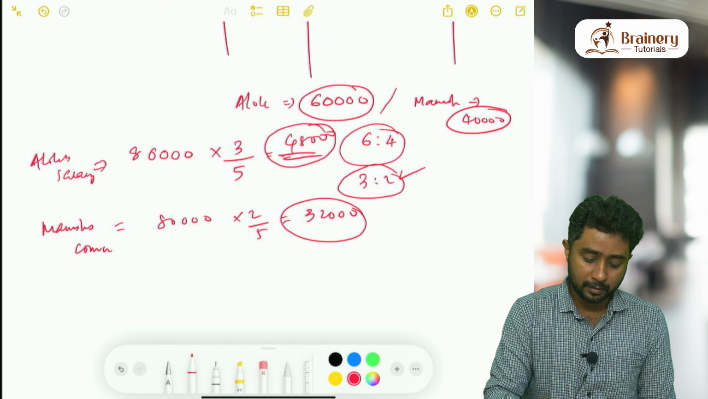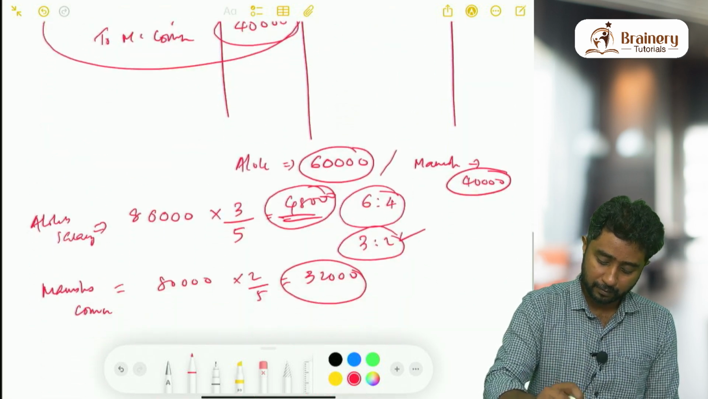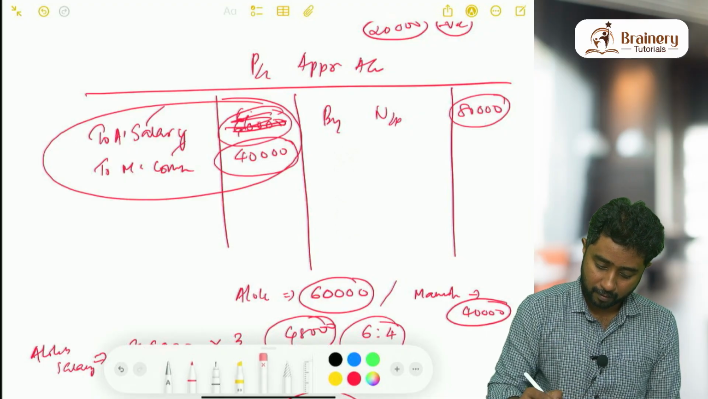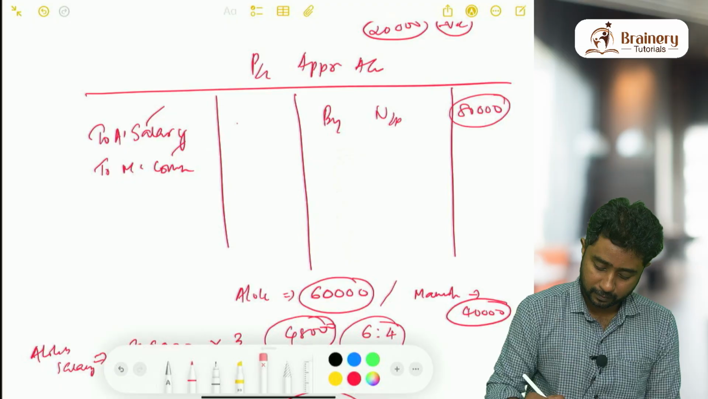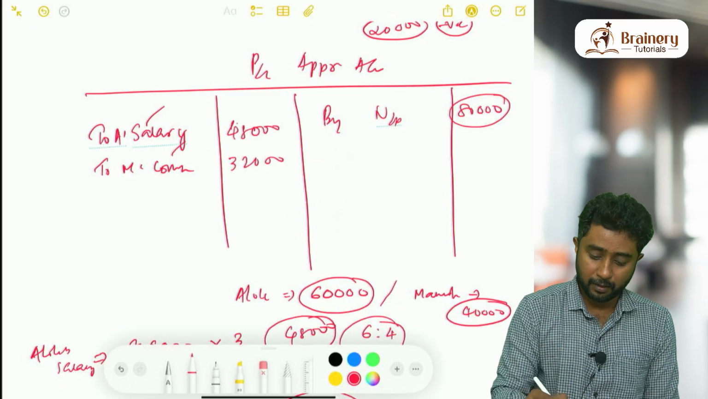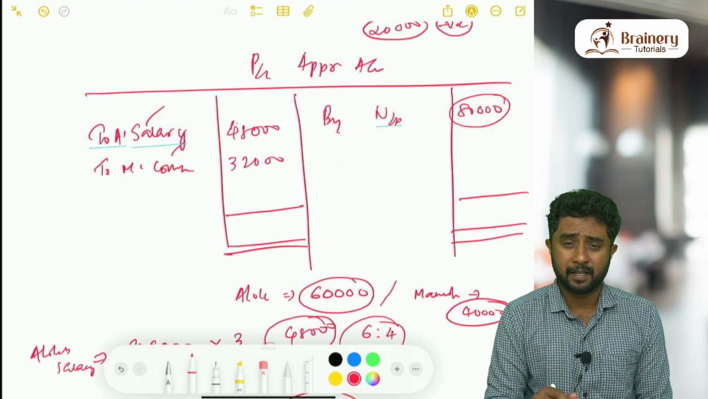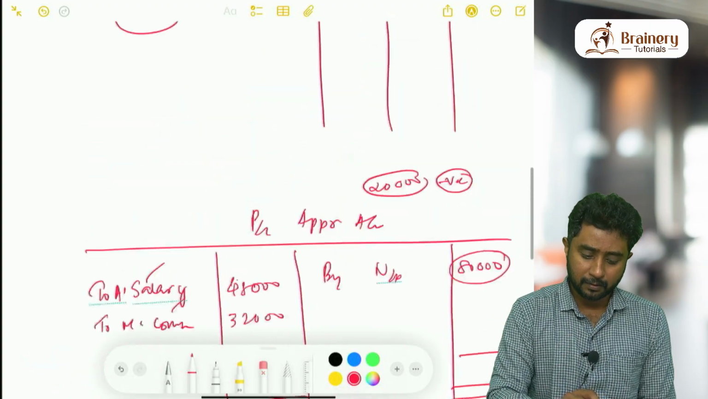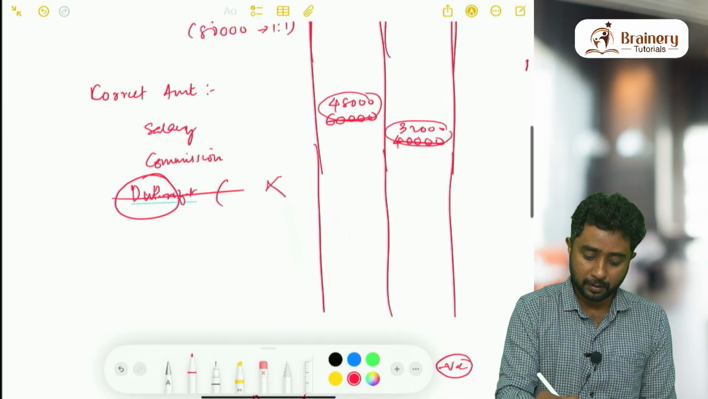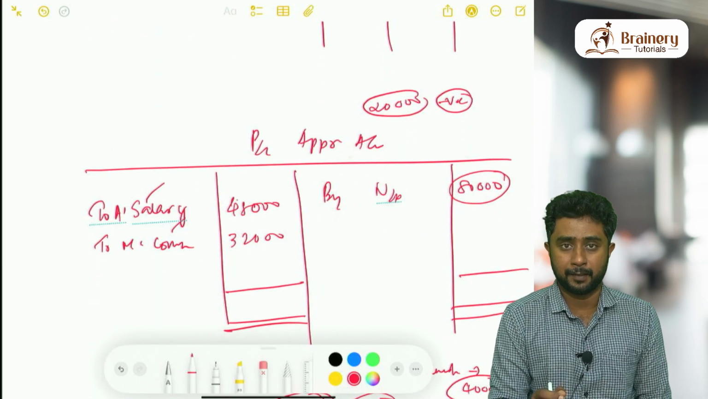So we will be doing it like this. Here also we will be writing 48,000 and 32,000. That means in this case there is no divisible profit. So what are we writing here? 48,000 came here, 32,000 came here. There is no divisible profit because there is nothing left in the profit to be distributed to the partners again.